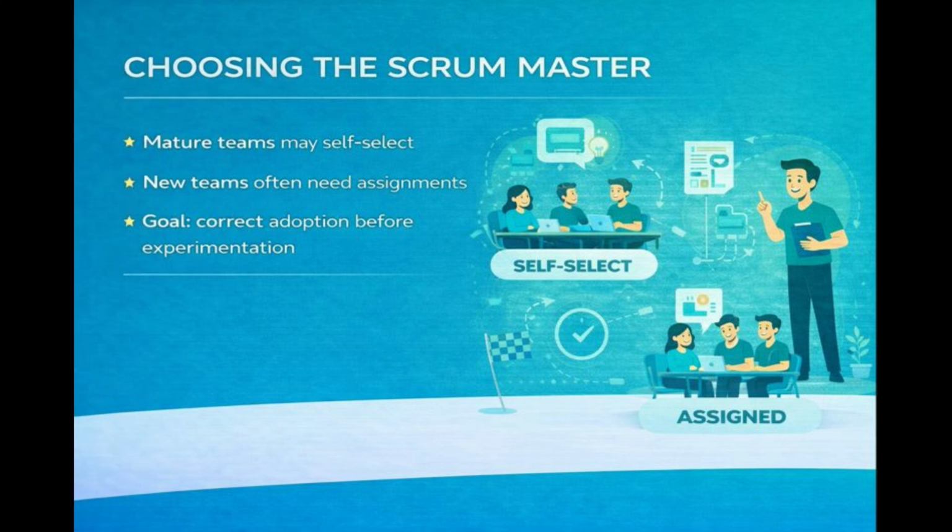Selecting the Scrum Master. In mature teams, it is ideal for the team to choose their own Scrum Master. However, teams new to Scrum often need guidance and structure before they are ready to self-select. Early in adoption, teams may be tempted to skip key practices or modify core rules prematurely. In such cases, leadership may need to assign a Scrum Master to ensure proper adoption before autonomy is fully introduced.